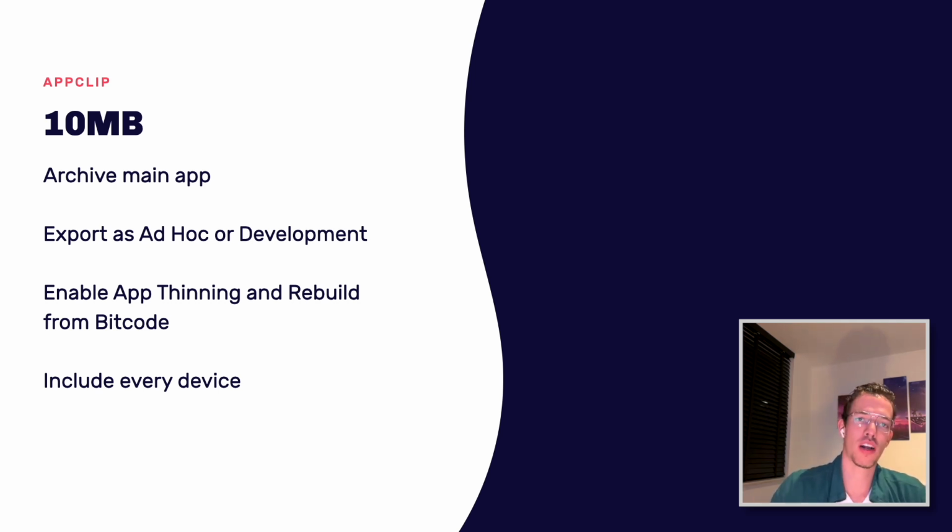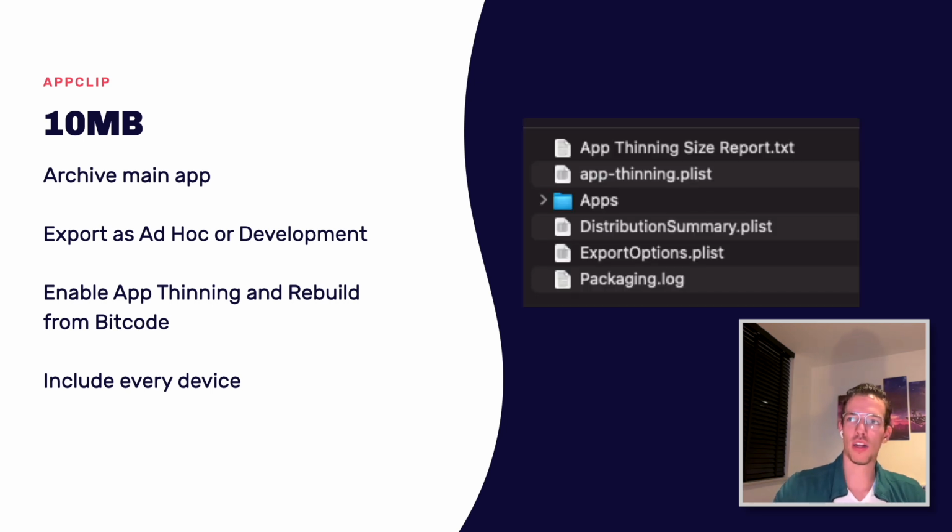You just have to archive your main app, so not the AppClip, but your main app. Export it as ad hoc or development, and then select your AppClip, because when you have an AppClip in an app, you have an extra option after you select development or ad hoc. Then you enable app thinning and rebuild from bitcode and include every device that there is. That way you will get an app thinning size report.